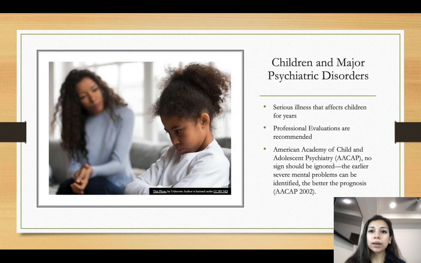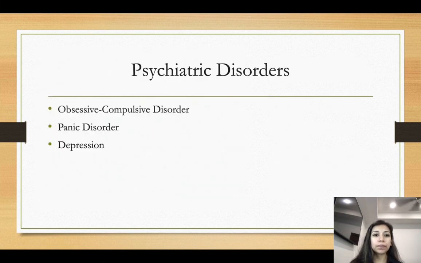Okay, so there are major psychiatric disorders, such as serious illnesses that affect children for years. There are a few, but I will mention that in the next slide. In order to know whether a child or a student has a disorder, they must be evaluated by a professional. Also, some signs that are ignored can lead to severe mental health issues in the future. And these are the following psychiatric disorders: obsessive compulsive disorder, panic disorder, and depression.